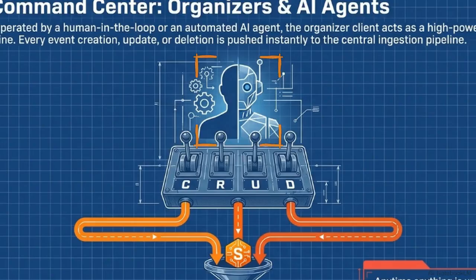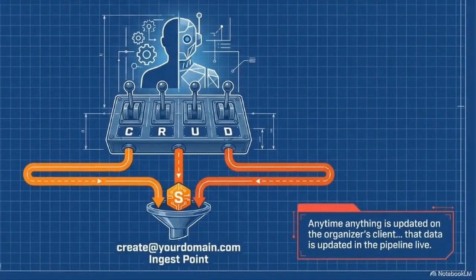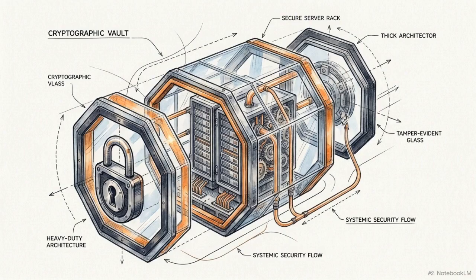Whether it's a human manually typing details or an AI scraping a schedule, the interface acts as a high-powered CRUD engine: create, read, update, delete. Every change made at the console pushes instantly down the funnel and into the central pipeline. Owning this ingestion flow guarantees your raw data remains entirely within your secure servers. There is no third-party leakage before you even publish the event.